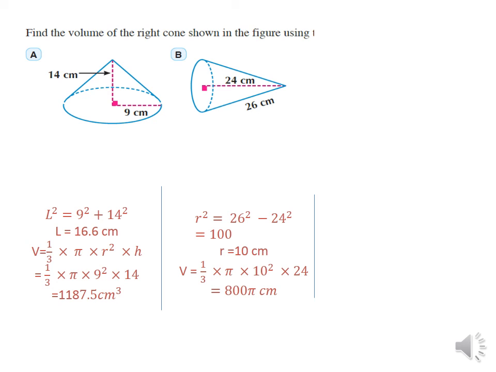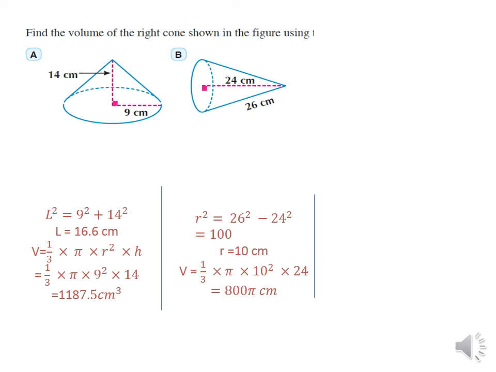Find the volume of the following using the given data. First, we have r equals 9 and h equals 14. We need to find the volume. Volume equals 1 over 3 pi r squared h. 1 over 3 pi times 9 squared times 14. It will be finally 1187.5 approximately.